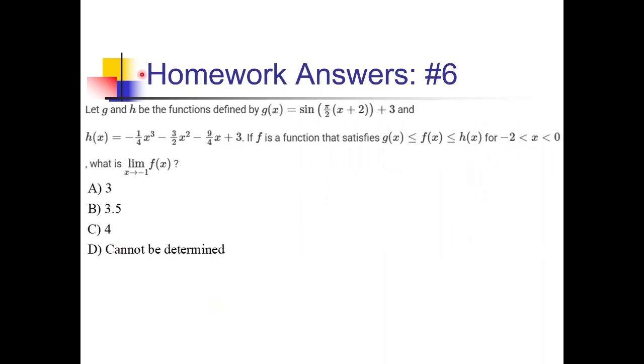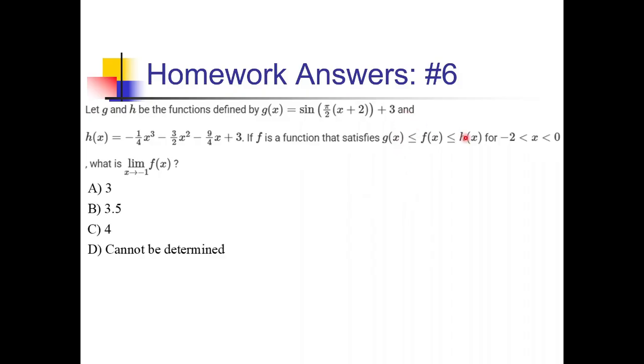For this problem, g and h are defined. g is going to be this weird sine function, and h is going to be this cubic polynomial. They're telling us that f is a function that is between g and h on the interval from -2 to 0. And based off of this, they want to know the value of the limit as x approaches -1 of f of x.